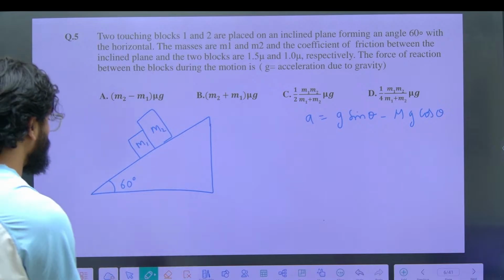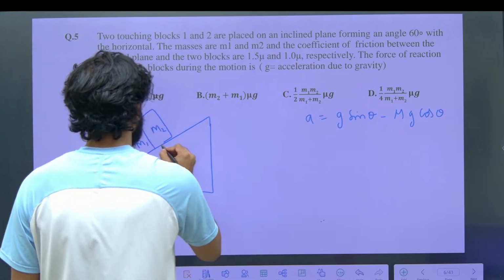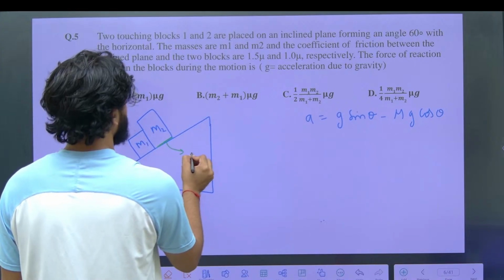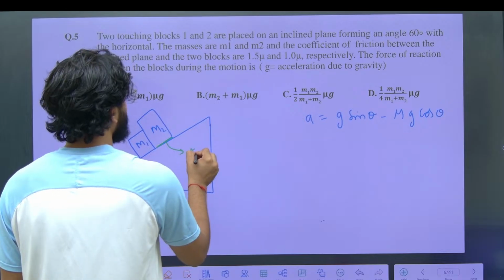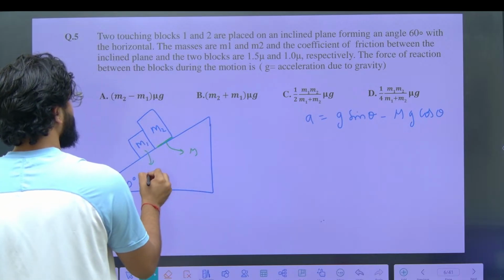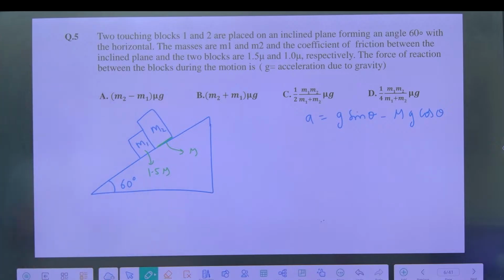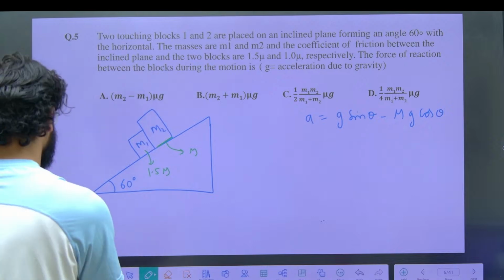Correct? Okay, so friction for M2 is 1 mu, that is mu only, and for this block it is 1.5. Okay, now they will move together. The force of reaction between the blocks during the motion is, okay, no problem.